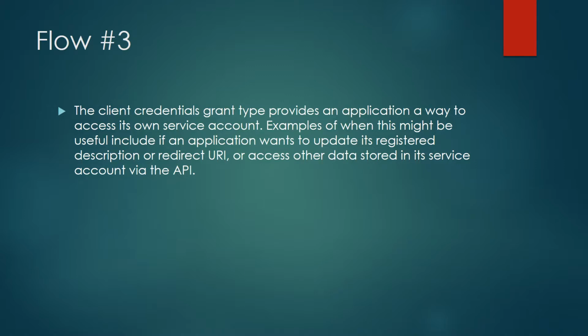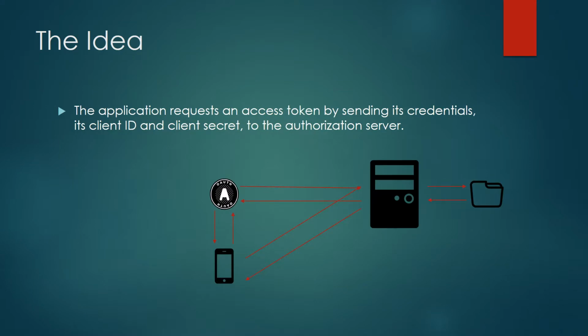So let's look at the graph right here. The application requests an access token by sending its credentials, its client ID and client secret, to the authorization server. So the client, the third-party application, sends the client ID and the client secret and asks for an access token. This access token is going to stand on its account and it's going to work just for that specific device.